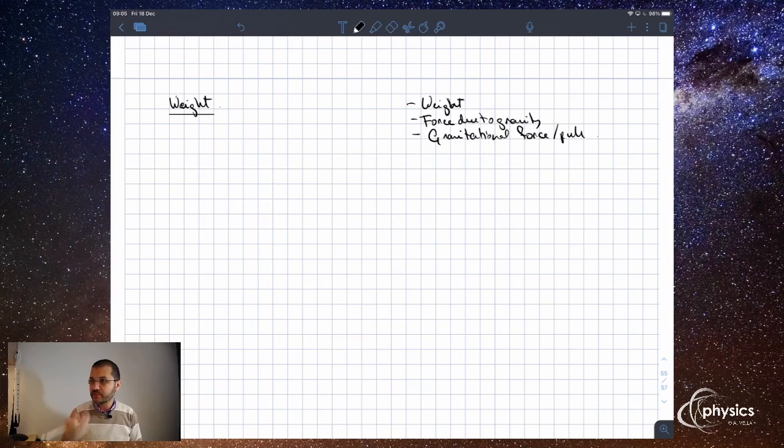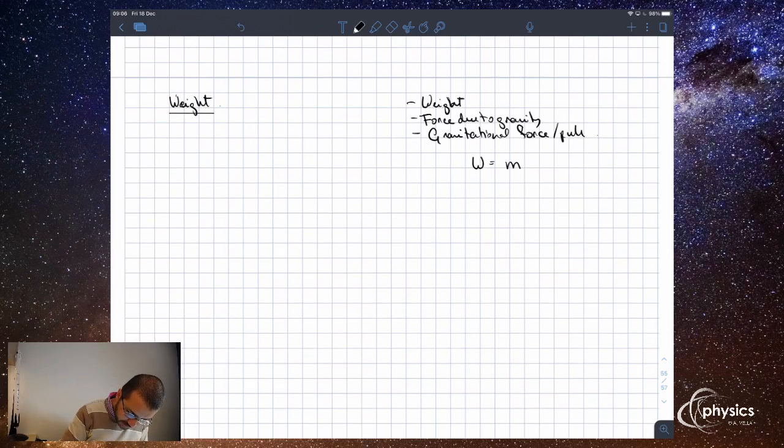Gravity is the concept, is the field. All right? You have to say force due to gravity. All right? Or gravitational force or weight. The three of them are the same thing. To calculate the weight, it's very easy. It's the mass times g, where g is the acceleration due to gravity, 9.81 meters per second squared.